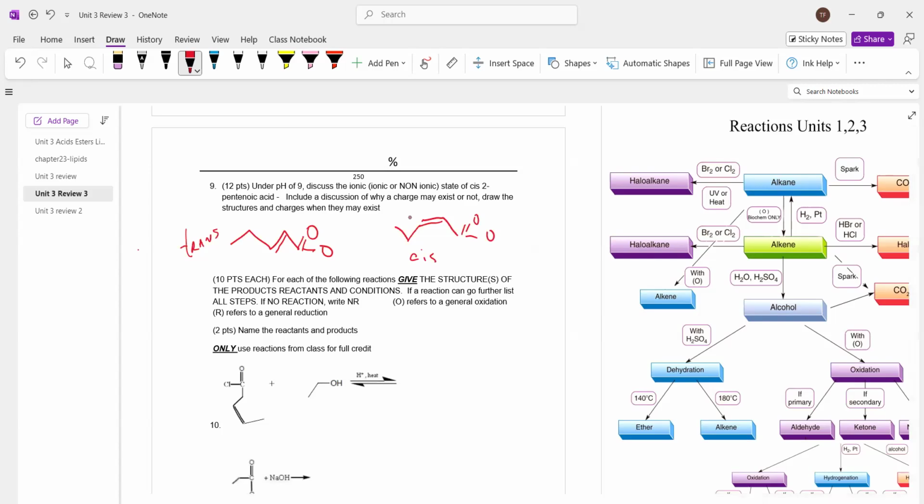Okay. Now, under basic conditions, that OH group is going to grab hold of this H here. That makes that an anion. So this would be the acid salt. Now, if this was acidic, then it would be protonated. You have an H on the end here.